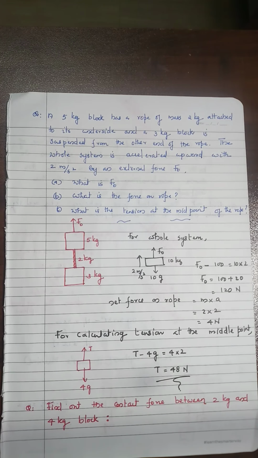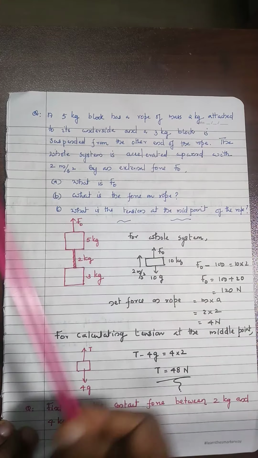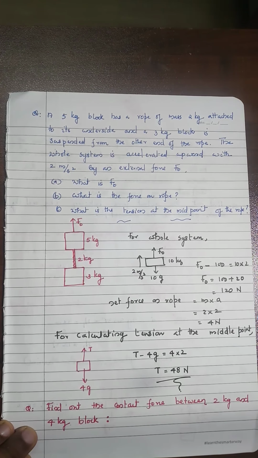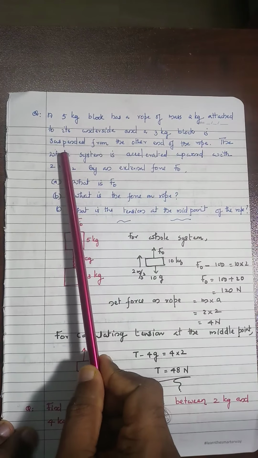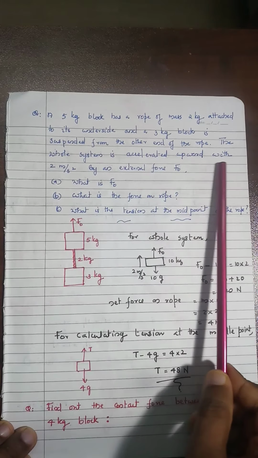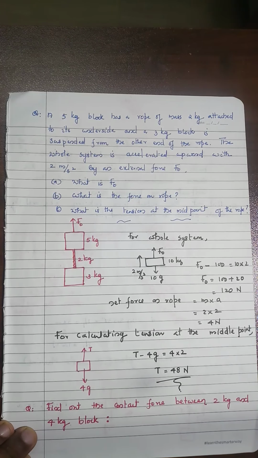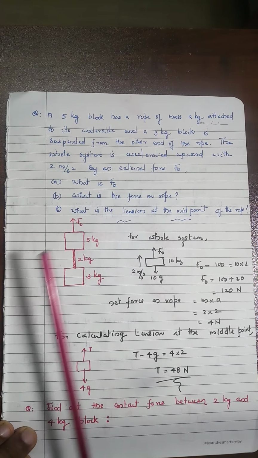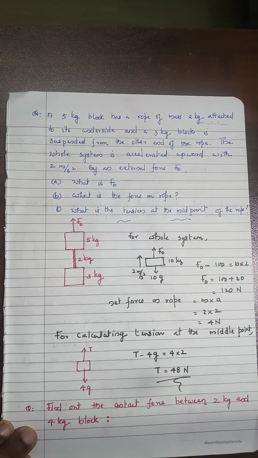Read the question carefully. A 5 kilogram block has a rope of mass 2 kilogram. Keep in mind here the rope has a mass of 2 kilogram, attached to its underside, and a 3 kilogram block is suspended from the other end of the rope. The whole system is accelerated upward with 2 meter per second square by an external force F0. Then what is F0? What is the force on the rope? Then what is the tension at the midpoint of the rope?